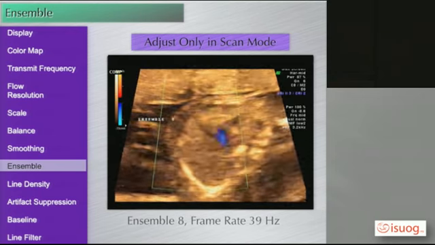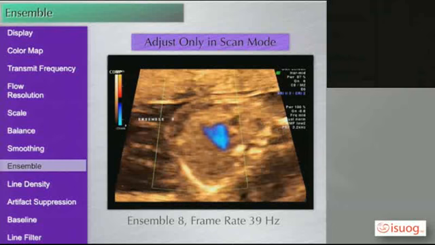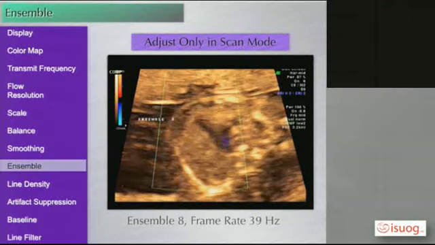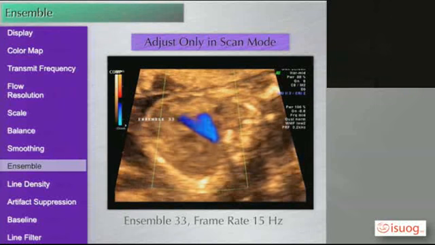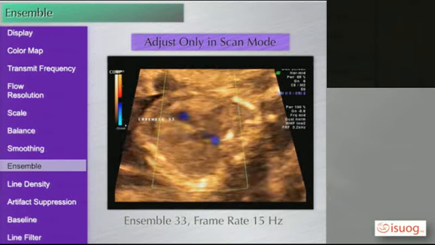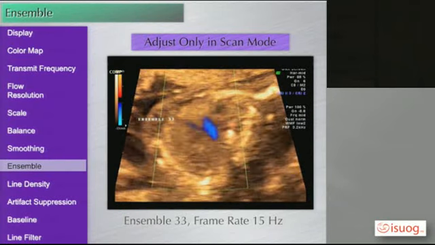In this example, the ensemble is set to 8 and has a corresponding frame rate of 39 Hz. The ensemble has now been increased to 33 with a frame rate decreasing to 15 Hz. Let's now toggle between these two settings and see the difference.